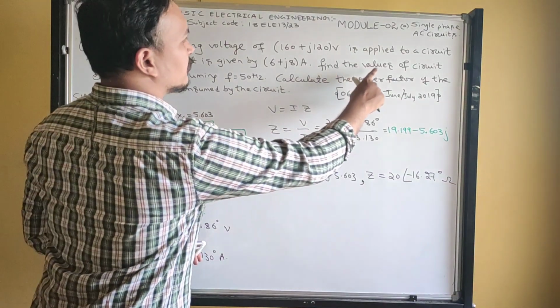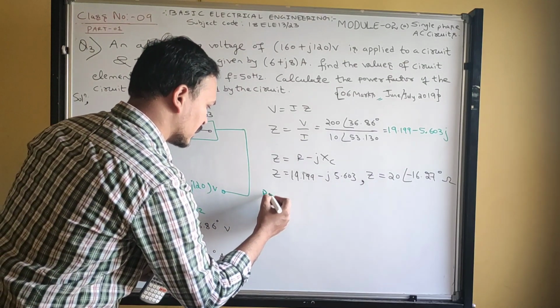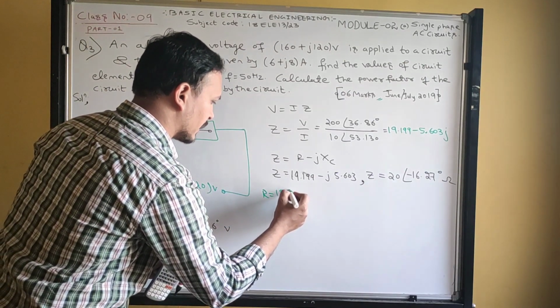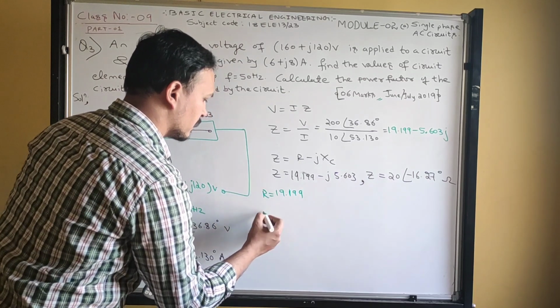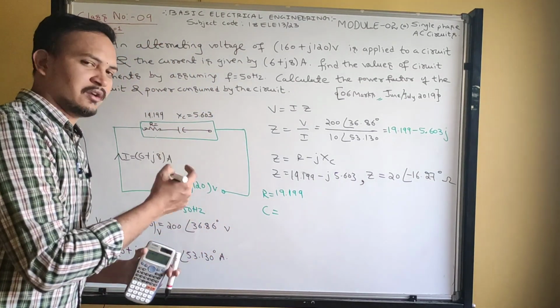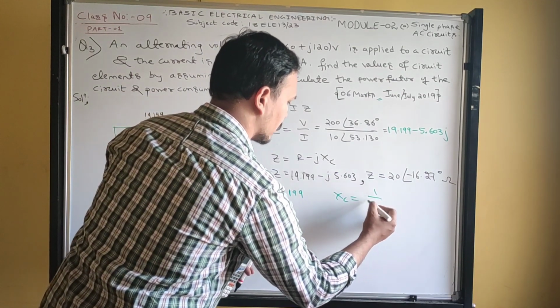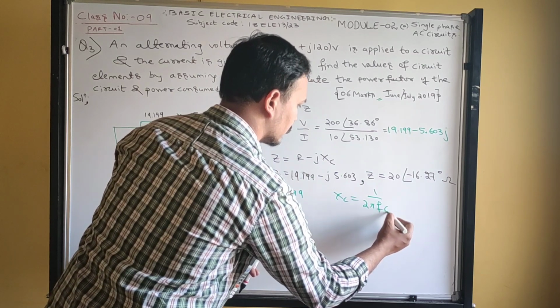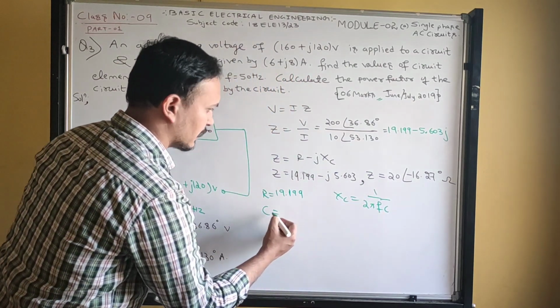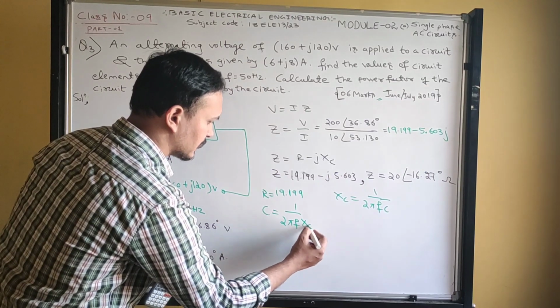So determine the values of circuit elements. What are the circuit elements? The circuit element is resistance. What is that value? 19.199. And the other circuit element is capacitance. But we got capacitive reactance. So find capacitance from the capacitive reactance. What is the formula? Xc equals 1 by 2 pi f C. So capacitance becomes 1 by 2 pi f Xc.